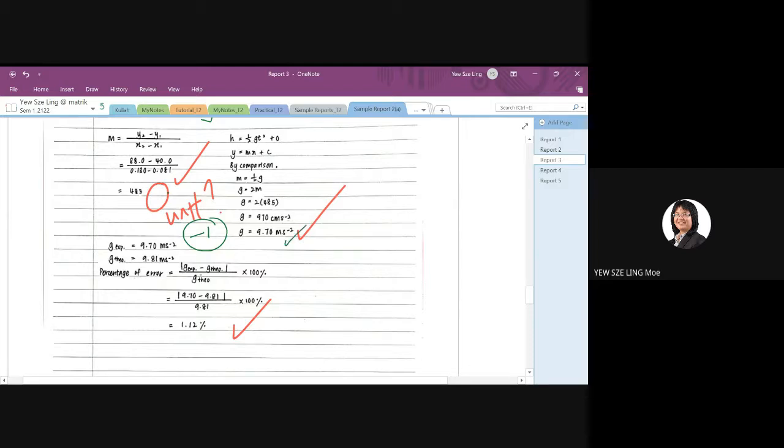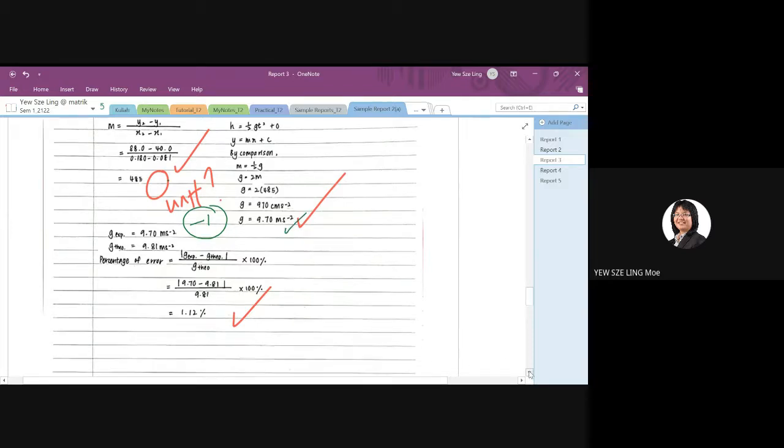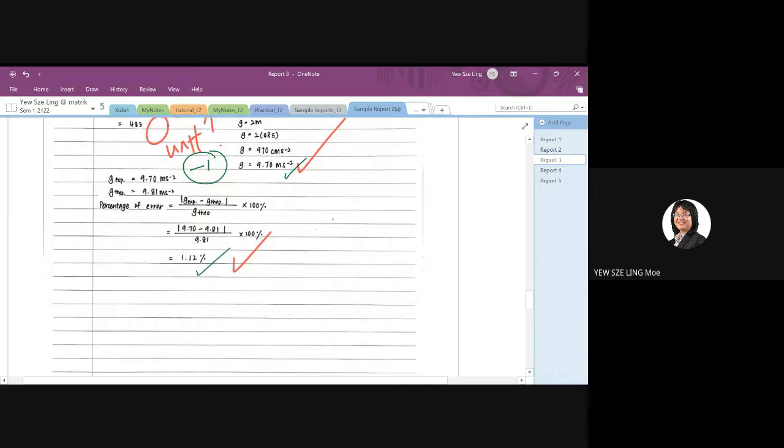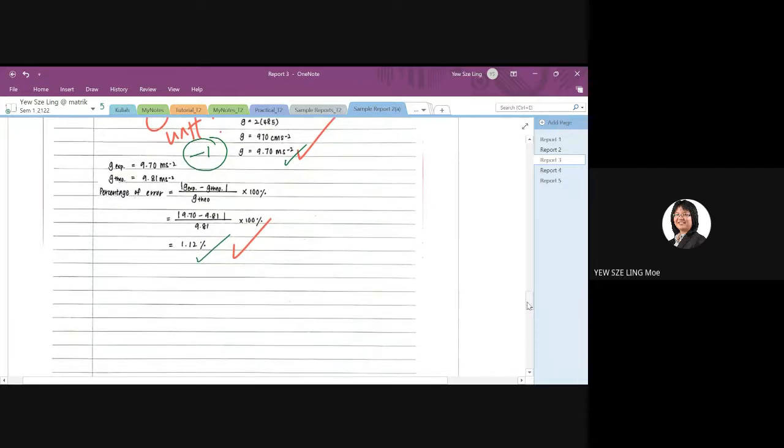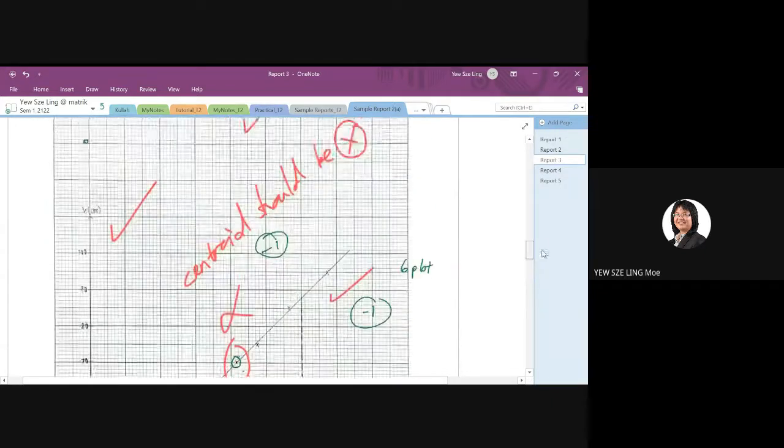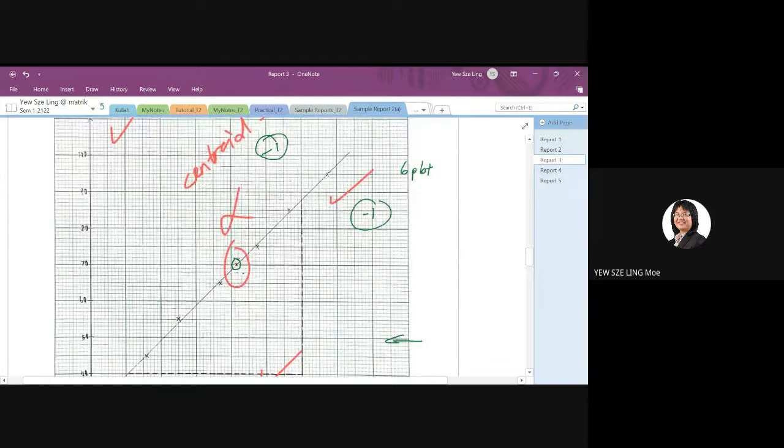So this is correct. You calculate the theoretical value, you calculate the percentage of error, also correct. So basically no major issue. The issue is in the graph. Don't forget to put a circle on your centroid, because without the circle, 2 marks gone. You have 7 plots here, and you don't have the centroid. So 1 mark for centroid is gone, 1 mark for plotting is gone.